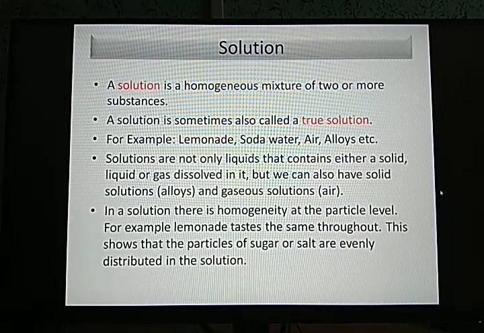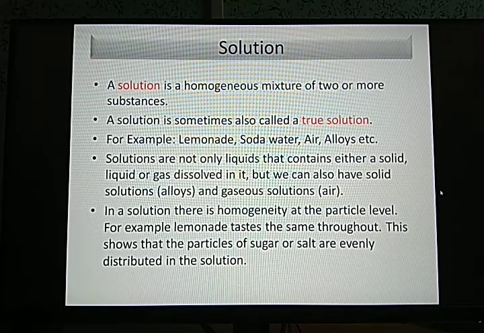Now in a solution there is homogeneity at the particle level. Now what does this mean? Okay, let us take an example of lemonade, which we know is a solution. Now if I ask you to taste it after preparing the lemonade, will it taste different at different intervals of time? The answer is no. It will taste the same right from the beginning till the end. If you drink it, it will taste the same throughout.